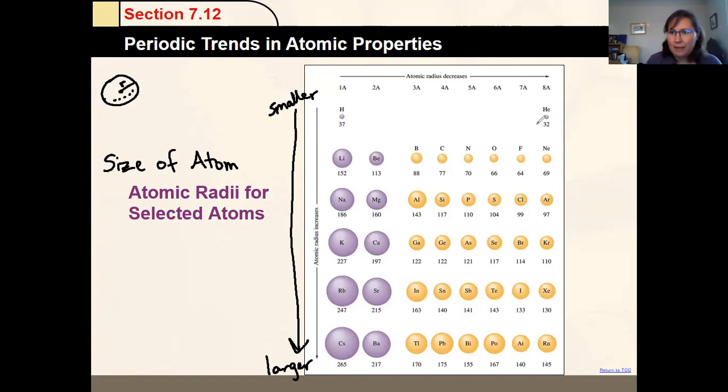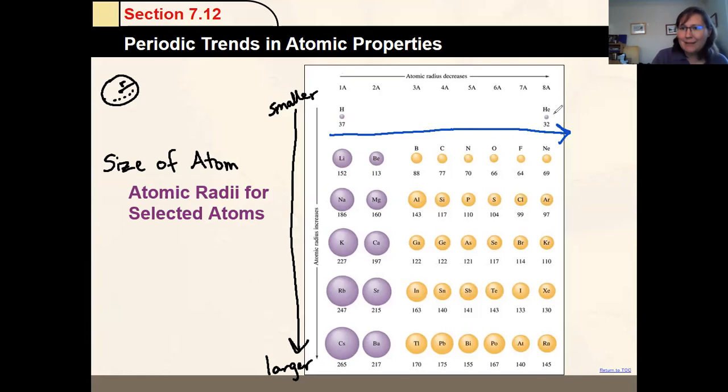The next trend doesn't make as much sense. As we go across the periodic table like this, you would expect that we're adding protons and we're adding electrons, so we should be getting bigger, right? We're adding a lot more mass, so we should be getting bigger. And what we actually see is exactly the opposite.